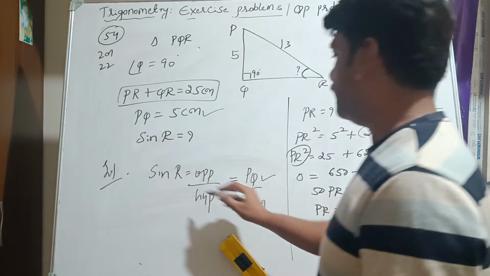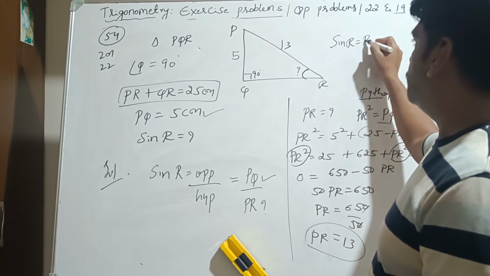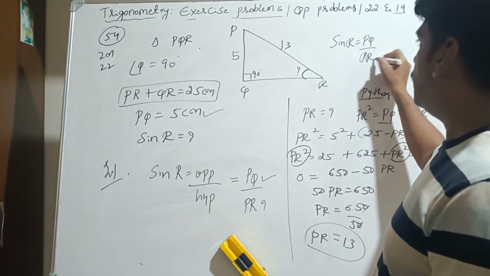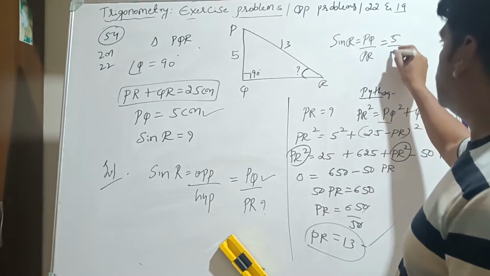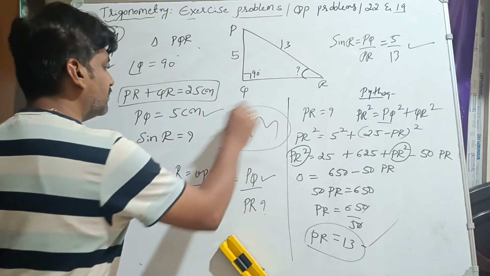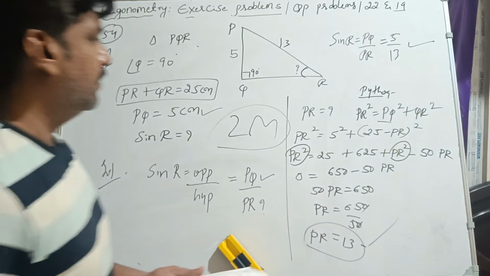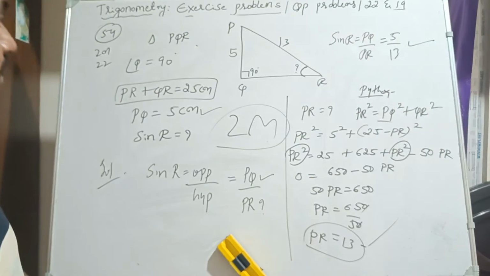But what should you calculate? I should calculate sine R. How to calculate sine R? It is PQ divided by PR. What is the value of PQ? 5. What is the value of PR? 13. Right? So this is the question which is asked for how many marks? 2 marks. Right? So it looks lengthier, but it is asked for 2 marks.